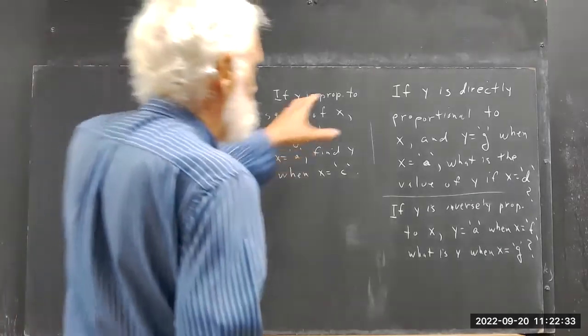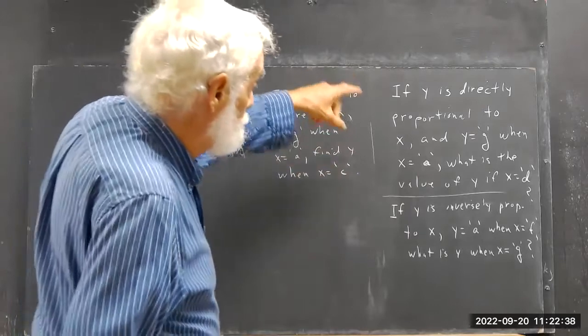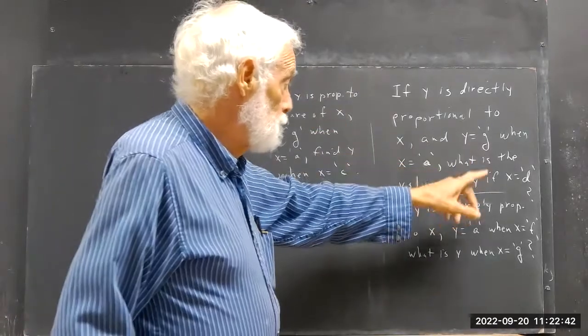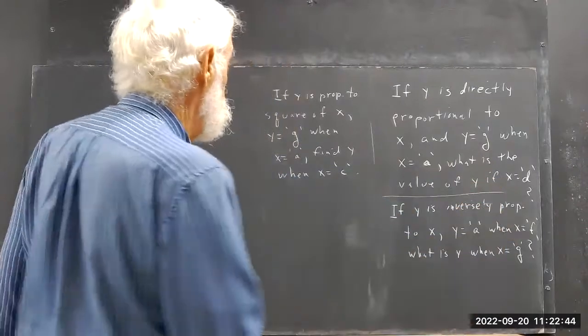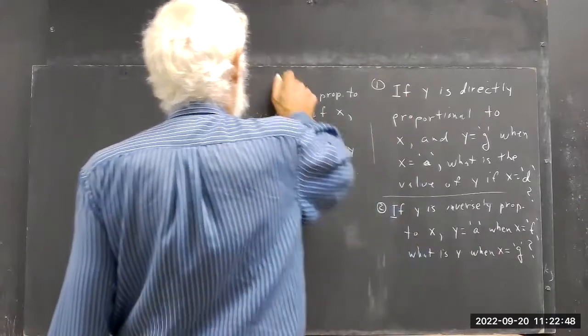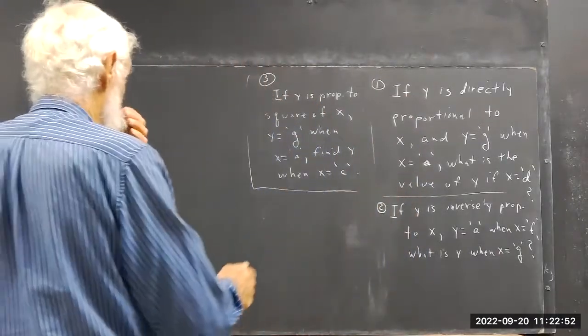Okay, so we have three problems with proportionality. First one, y is directly proportional to x, and y is your g number when x is your a number. What's the value of y when x equals d? So let's just number these, 1, 2, 3. So we keep track of which one is which.